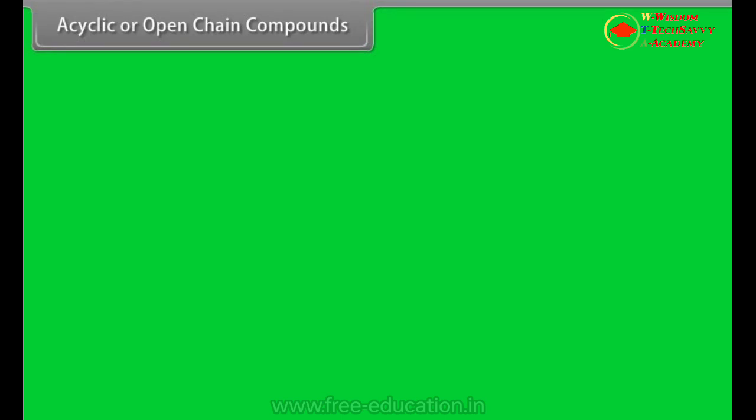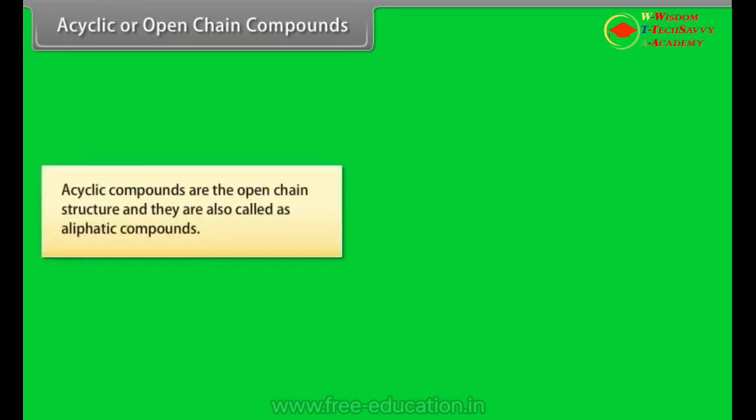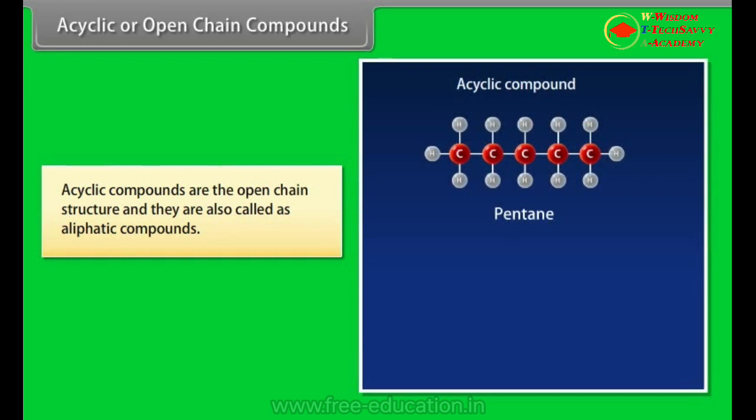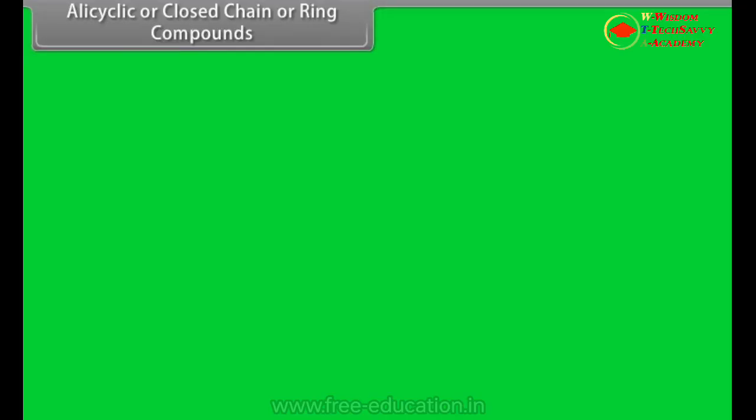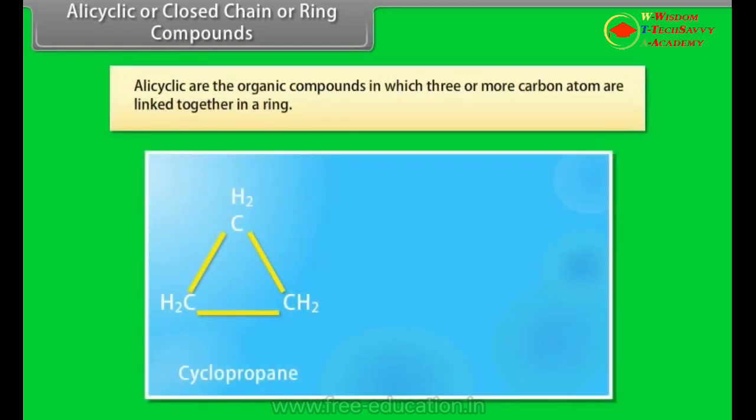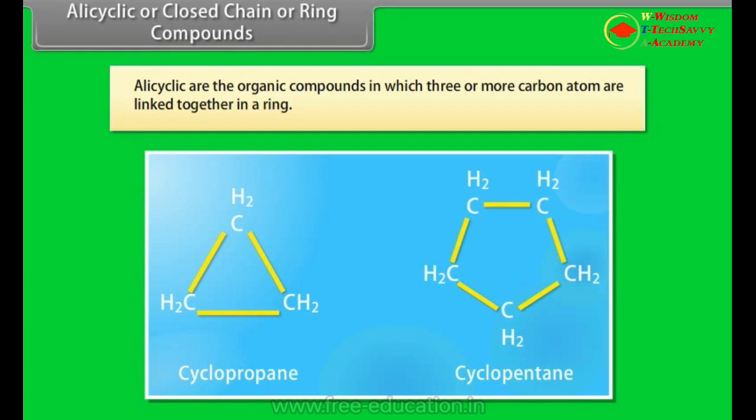Acyclic or open chain compounds. Acyclic compounds are the open chain structures, and they are also called aliphatic compounds. Alicyclic or closed chain or ring compounds. Alicyclic compounds are the organic compounds in which three or more carbon atoms are linked together in a ring.